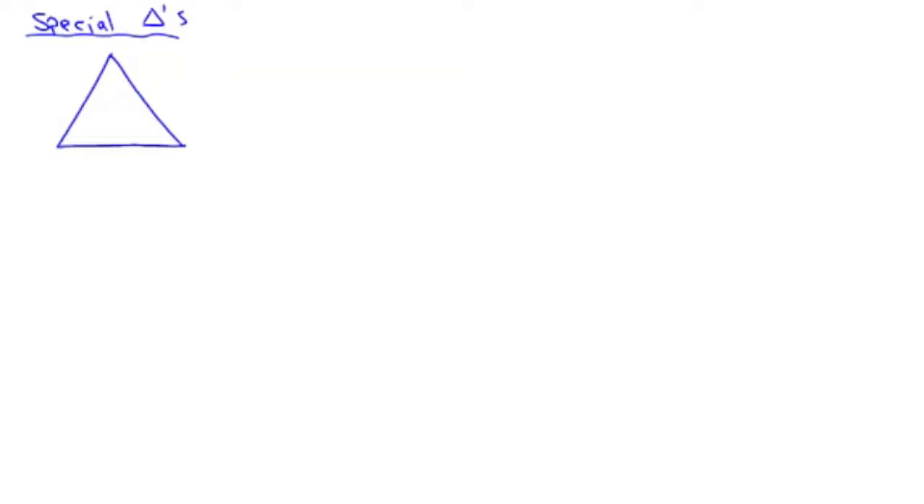Now you might know these. If you start off with not an isosceles triangle, an equilateral triangle, what is the measure of each one of the angles? 60 degrees, right? So guaranteed, this angle here is 60 degrees.